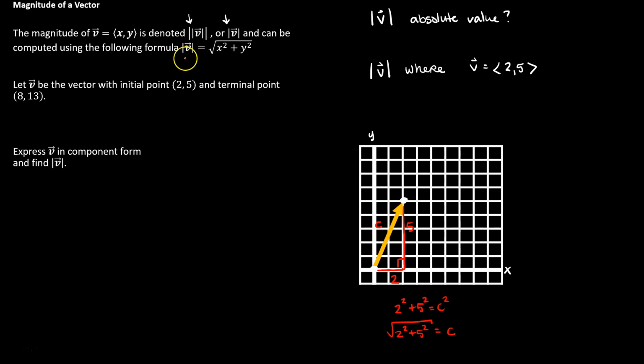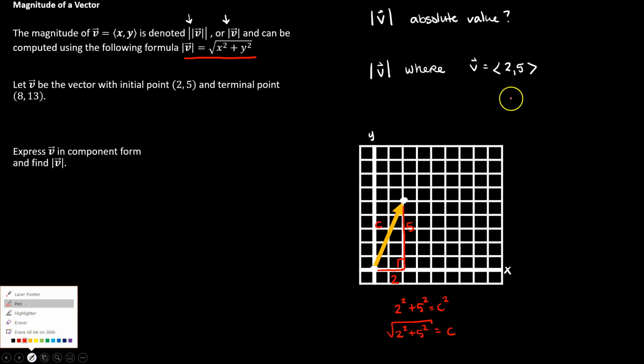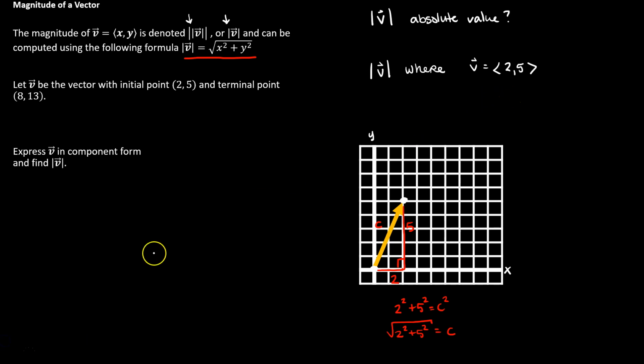Well, that's exactly what this formula is telling us to do. Take the x component, square it. Take the y component, square it. Add those together, square root, and you've got your magnitude. So if I'm looking at a vector v with components 2 and 5, then I would write that as 2 squared plus 5 squared, square root it, and simplify. So we have 4 plus 25 square rooted, or the square root of 29.